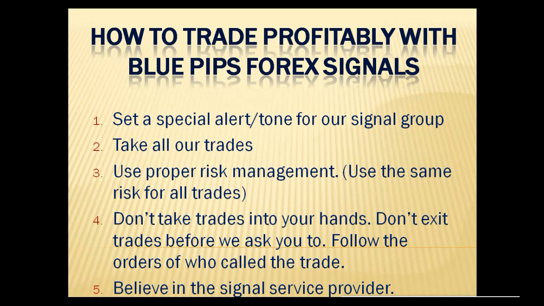Now you can see from my screen that I have 5 major points highlighted already, and I'll run through them now. The first one is set a special alert or tone for our signal group. Most forex providers provide signals using a Telegram chat app or a WhatsApp app. Whichever one you are using, WhatsApp is very similar to Telegram, no much difference except for the advanced features on Telegram. We will definitely move over to Telegram as time goes on. But for now, we are working with WhatsApp, and number one, you have to set a special alert or tone for our signal group.